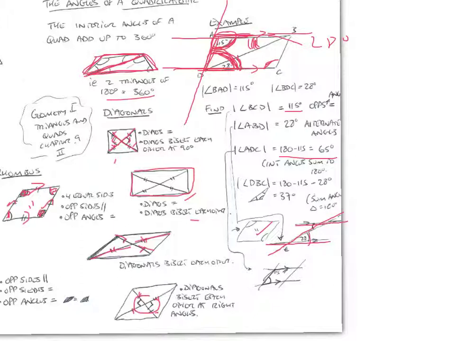And then DBC. This is DBC in here, this angle here. Okay, we know this is 28, we know this is 115, we know this is a triangle, so this must be equal to 180 minus 115 minus 28, 37 degrees.